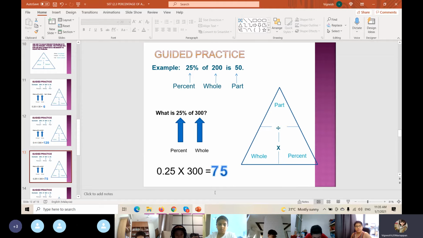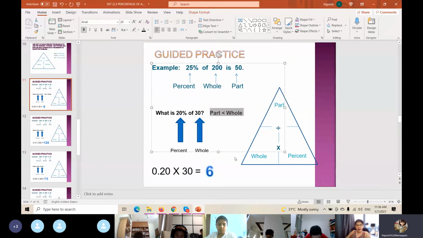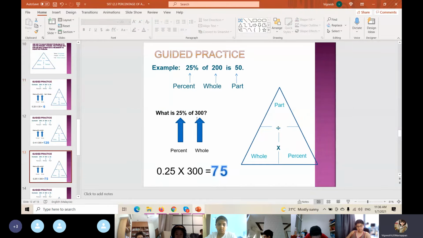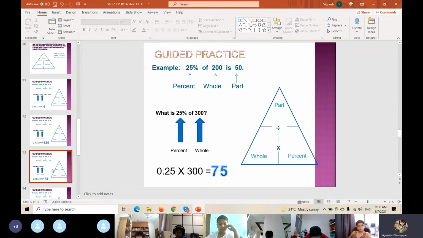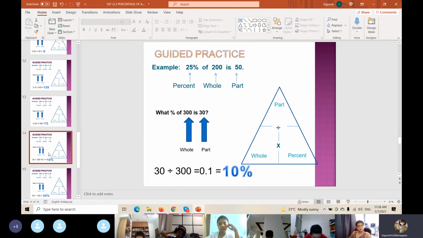Okay, 75 is what? What is 75, Daniel? Part. Very good. So if you want to double check with the whole, as I said earlier, part must be smaller than your whole. Here, 75 is smaller than your whole. Whole is 300, so part is 75. Very good. Okay, who else?